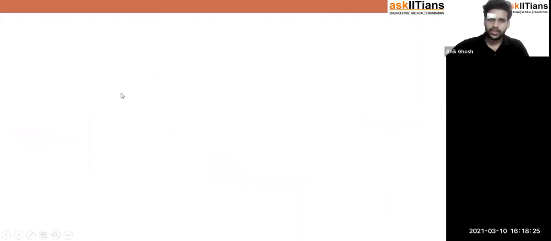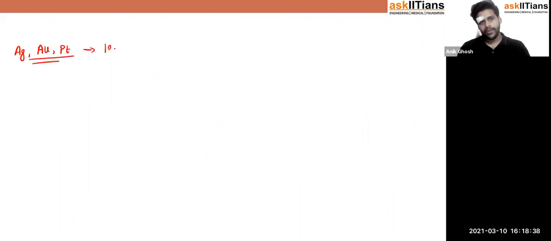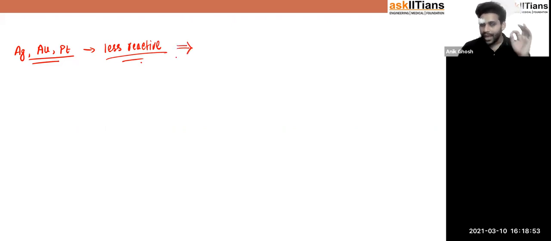So just go to the next slide. If we think about silver, gold, and platinum, they are very less reactive, right? From the table only, we have come to this conclusion. They're very much less reactive. And as they're less reactive, they cannot react with the others, okay? So they remain in free state.